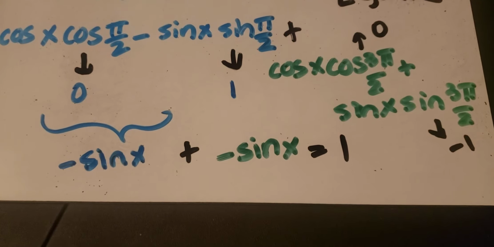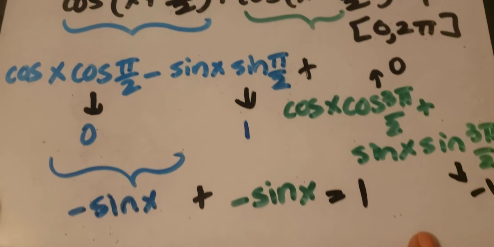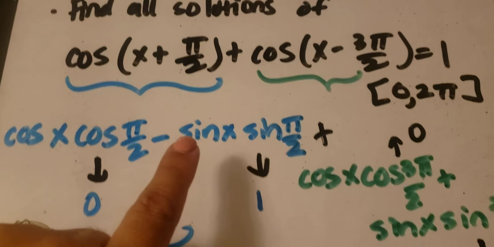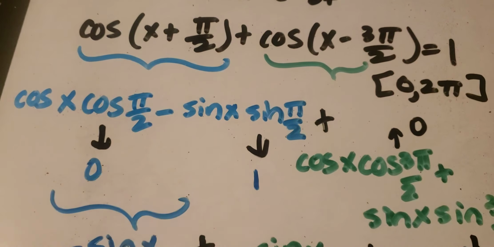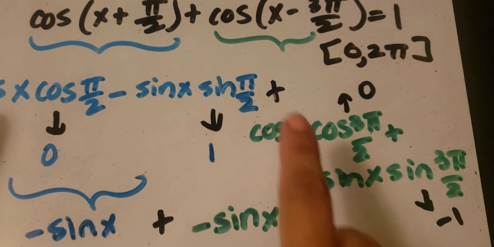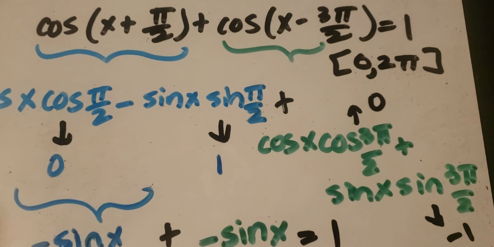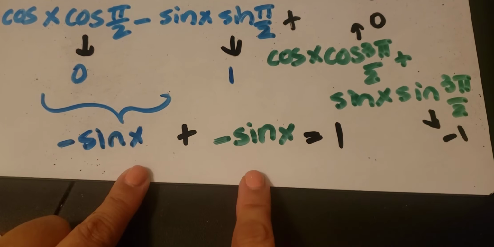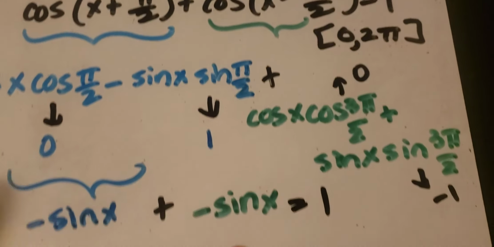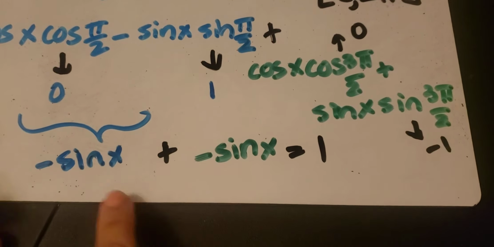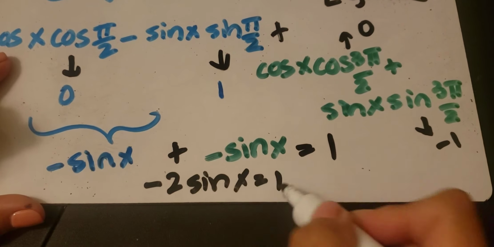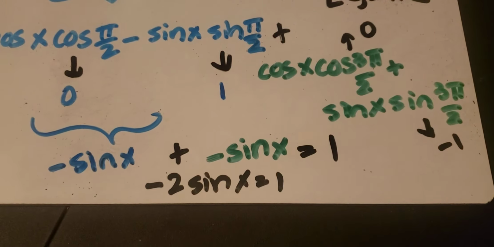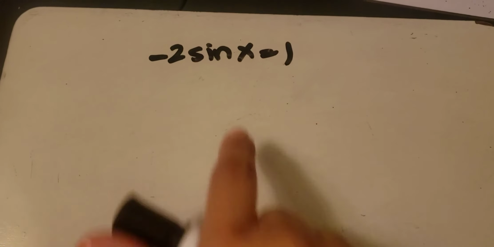Okay, sorry about that. Everything that I did in the blue marker simplified this trig identity here, and everything that I did in green simplified that trig identity. We were left with negative sine of x and negative sine of x, which we're adding, and then we're setting it equal to 1. If you add these, you get negative 2 sine of x equals 1. Now we're just going to solve, but I need another whiteboard. Okay, so this is what we ended up with: negative 2 sine of x equals 1.